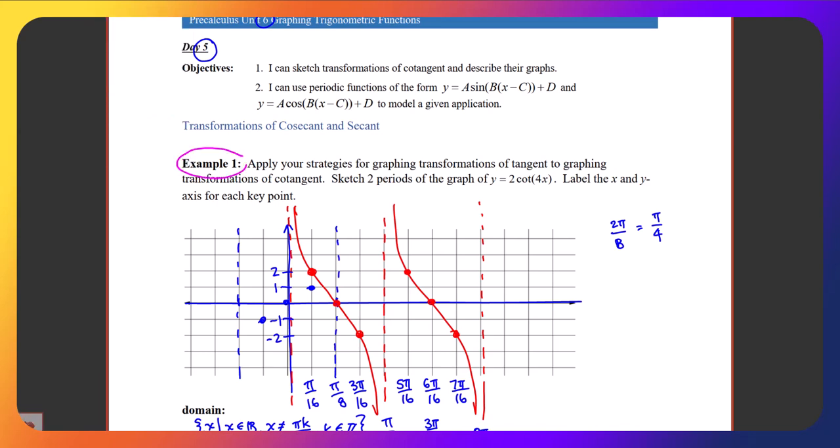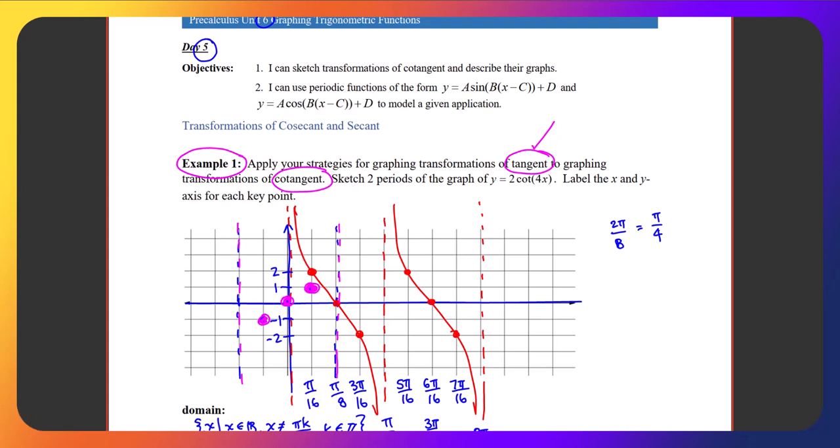In example 1, the goal is to apply the transformations of tangent to graph cotangent. These blue dots here are from our parent graph tangent, where the turning point is at the origin and these 1 and -1 points are quarter way through the period, and then we have these asymptotes. Now for tangent, those are certain numbers, but since there are going to be changes here, I don't mark the x-axis for tangent yet.